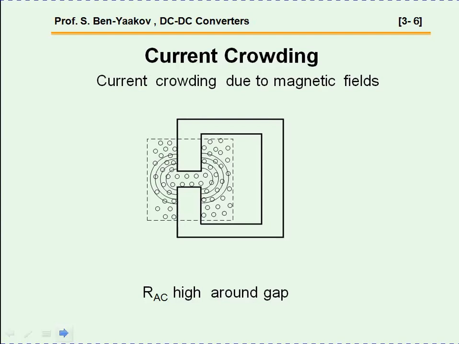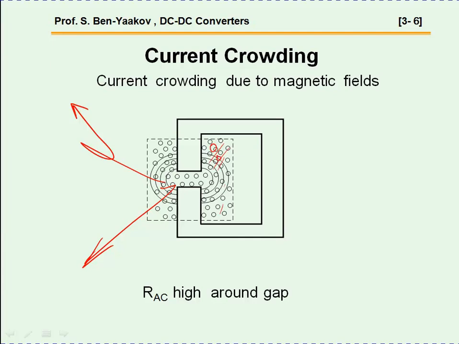Now, about the gap. As I've said, the gap is troublesome. There are two major problems with it. Number one, it radiates magnetic energy or magnetic field, which causes interference, which is very bad, and we have somehow to protect against it, because the equipment may not pass the radiation standards.